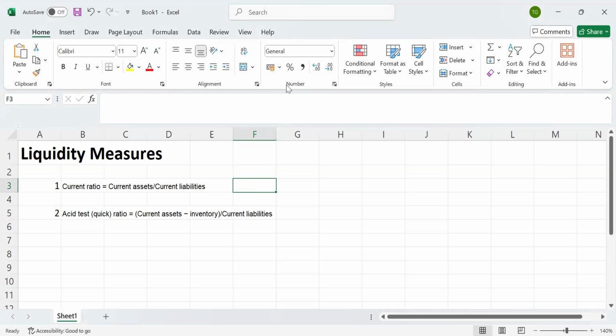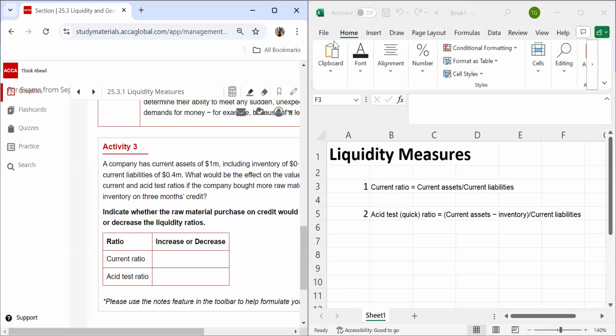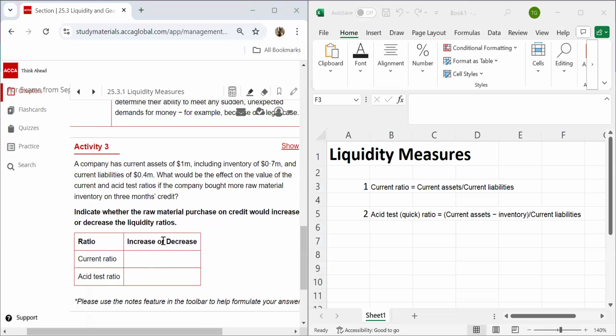Now, this was the concept. Now, I'm going to take you to the question that's there on the study hub. All right, I hope that now you're able to see both of the screens in front of you. All right, so here's activity 3.